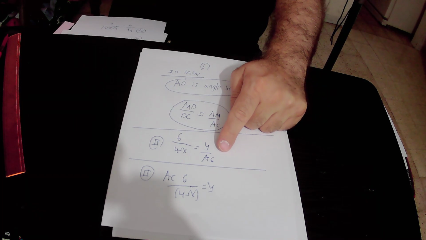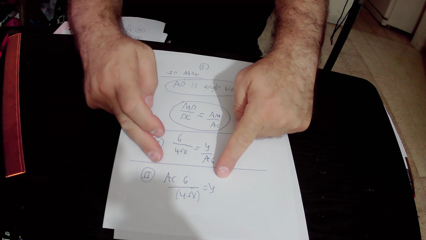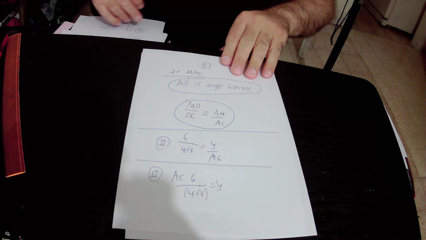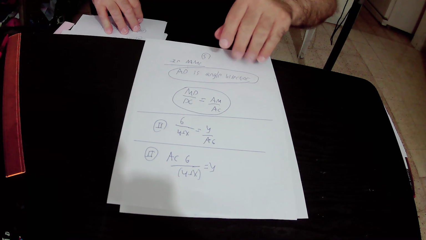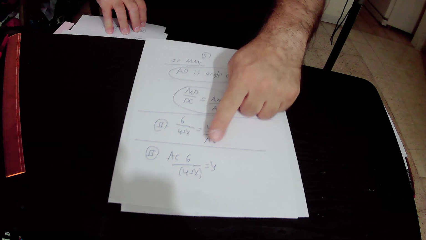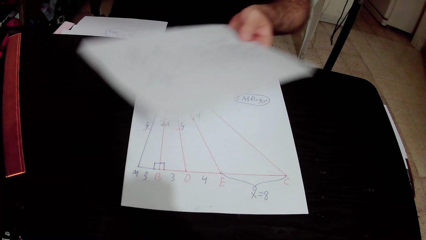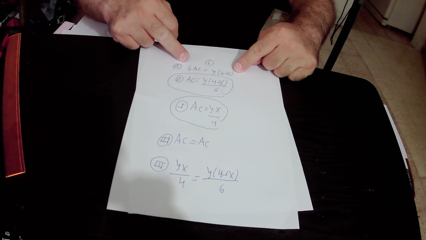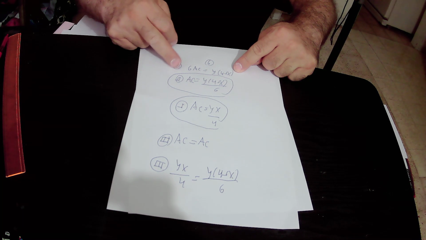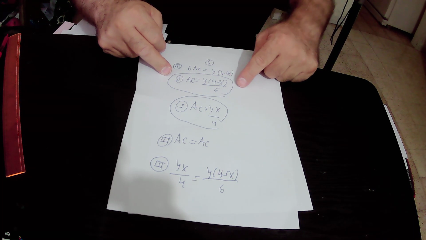Here we multiply this equality by AC. We get this equation. Then we multiply this equality by 4 plus X, and we get this expression, and then we divide this equality by 6, and we get that AC equals Y times 4 plus X over 6. This is equation number 2.